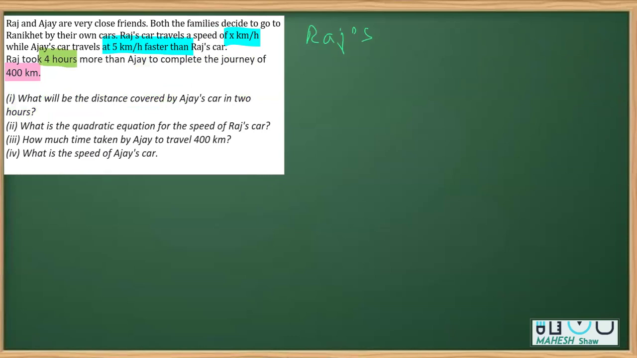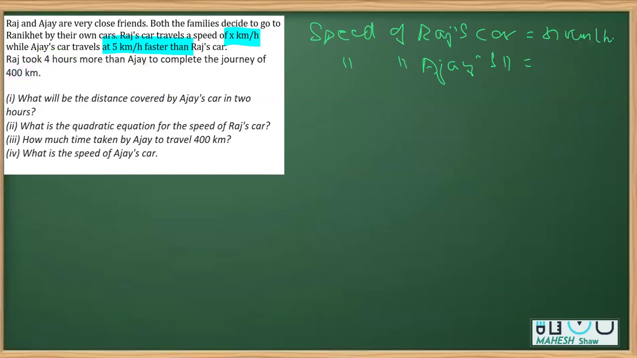So first we need to write down the speed of Raj's car. I'm taking it as x kilometer per hour. And therefore, the speed of Ajay's car, you can see, it is 5 kilometer faster. Sorry, five, not four. Raj is traveling with x kilometer per hour, but Ajay's car is 5 kilometer faster. Therefore, the speed with which Ajay's car is traveling is x plus 5 kilometer per hour.